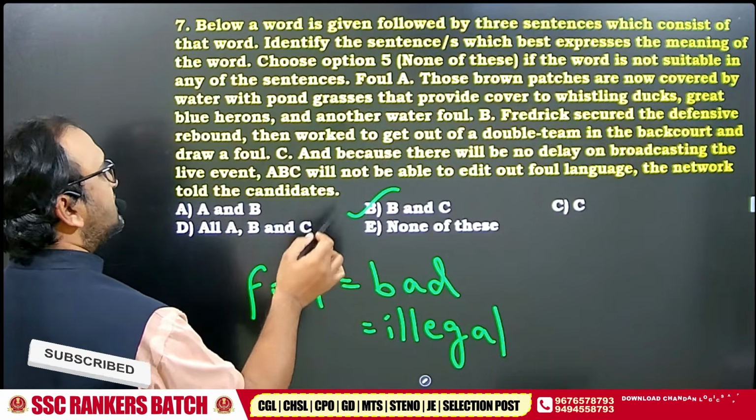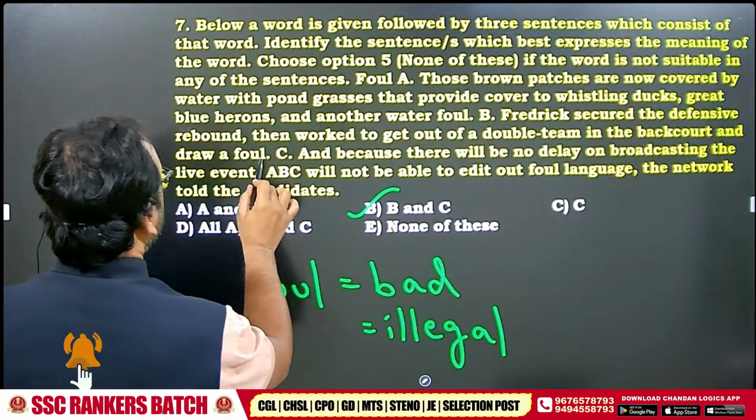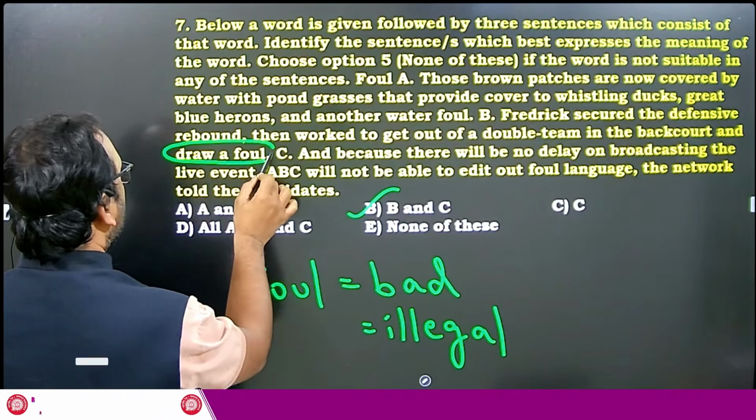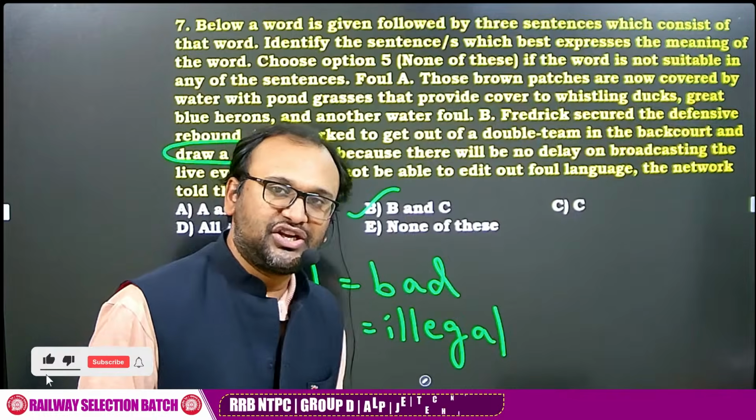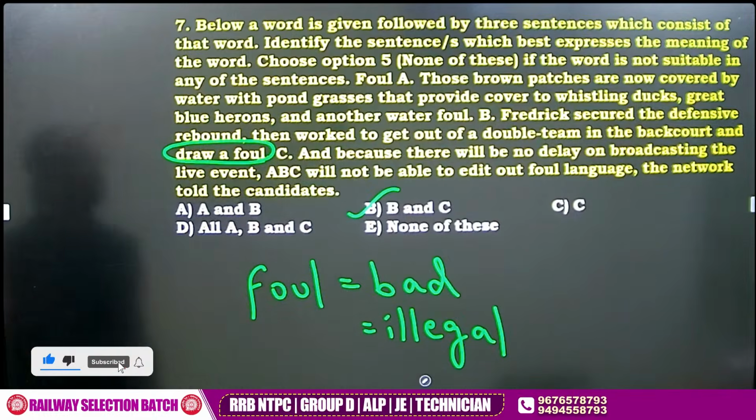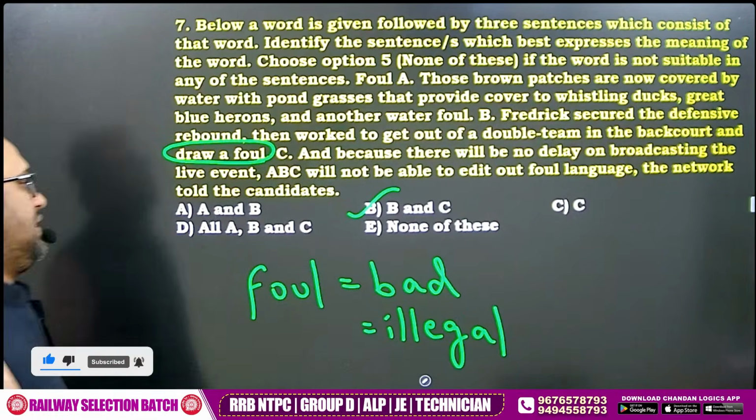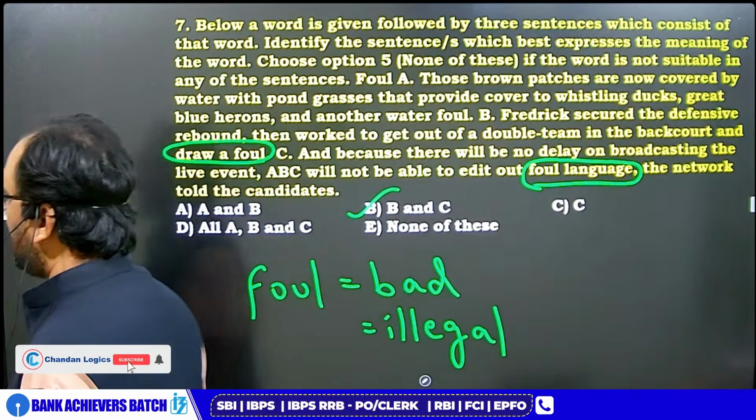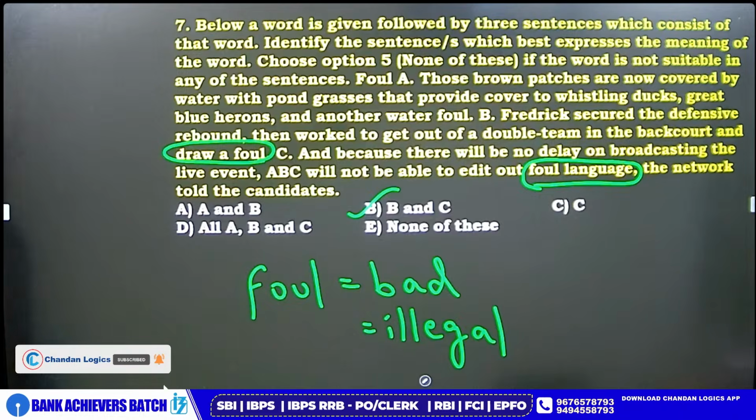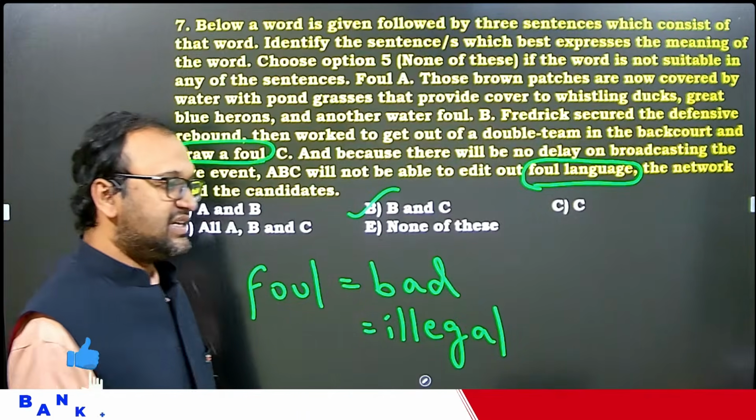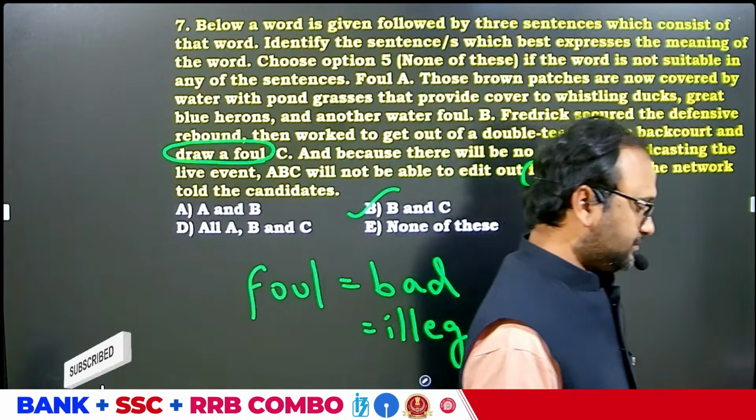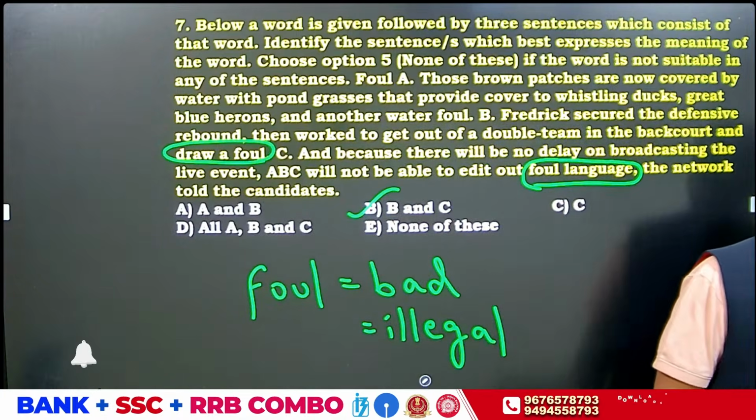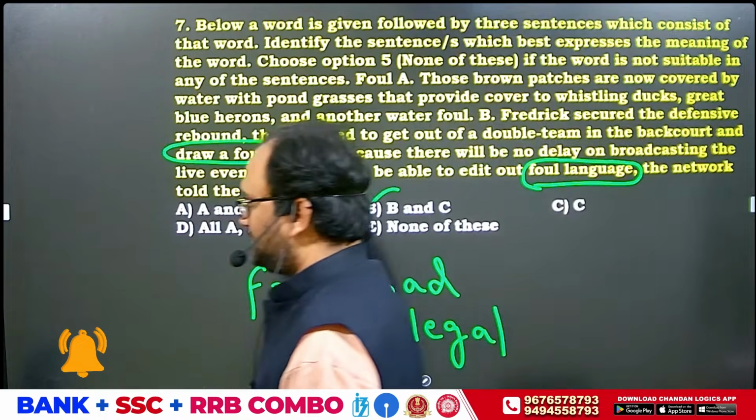If you read the B sentence, draw a foul means cheating. If you read the C sentence, foul language, bad language. Only B and C are correct. Only in the B and C sentences the word foul is properly used. In the A sentence it is improperly used.